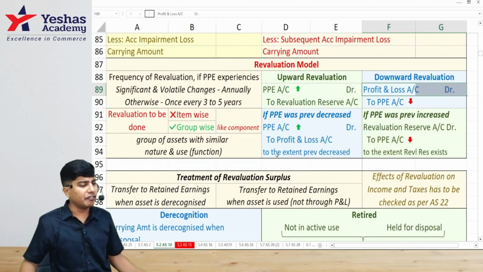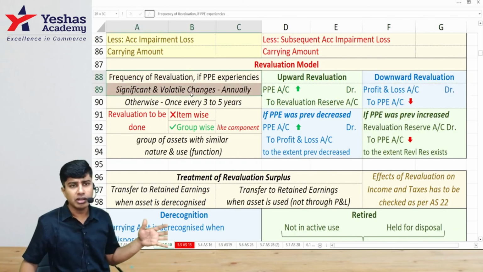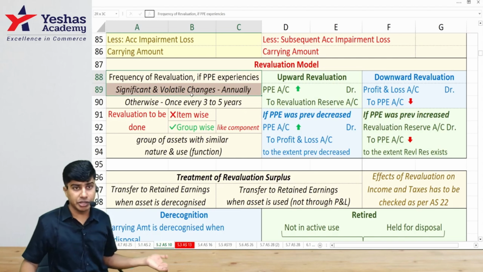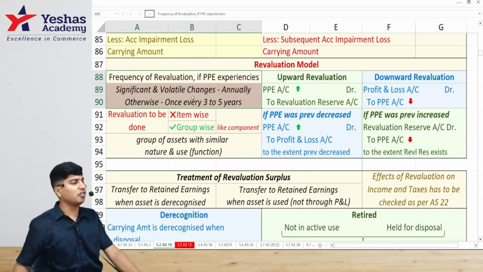Okay, very good. And we need to check for revaluation often. If the asset is very volatile, annually; if it is less volatile, then in 3 to 5 years' time.